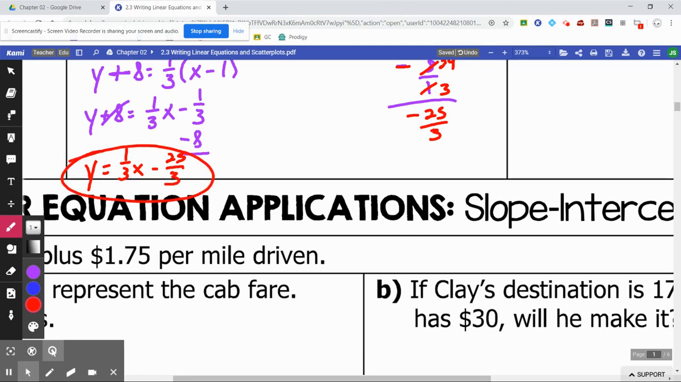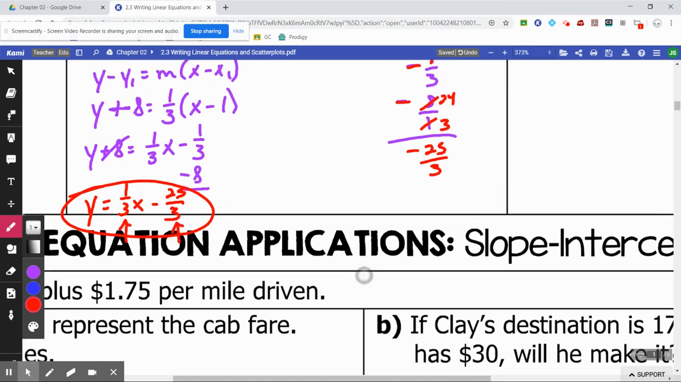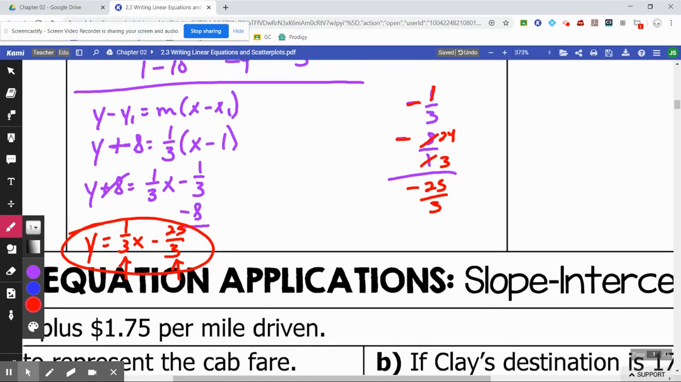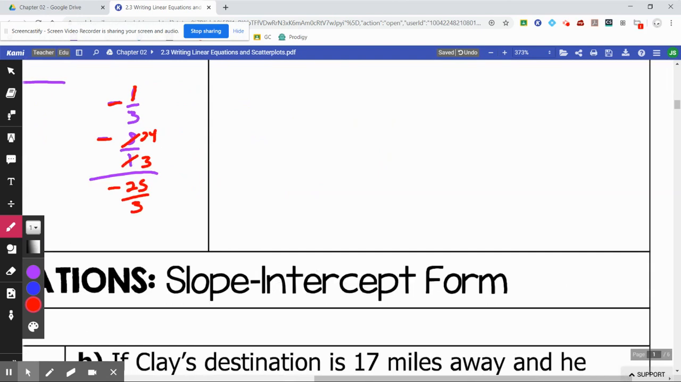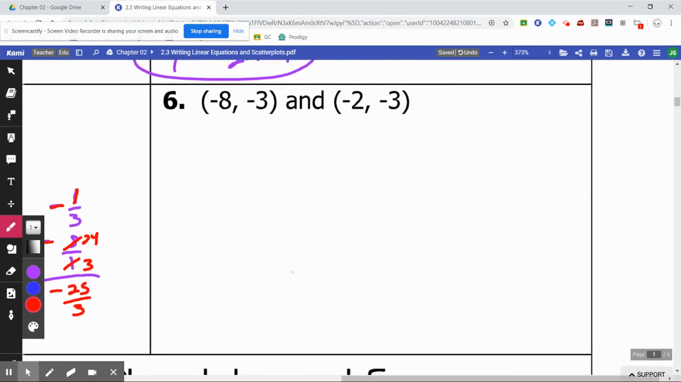I also want to remind you that, again, this is slope-intercept form. So this is your slope, and this would be your y-intercept. That would be where your line would cross the y-axis. If you were asked for an x-intercept, again, from the last section, you can always plug in 0 for y, and you could solve that, and it would tell you the x-intercept.